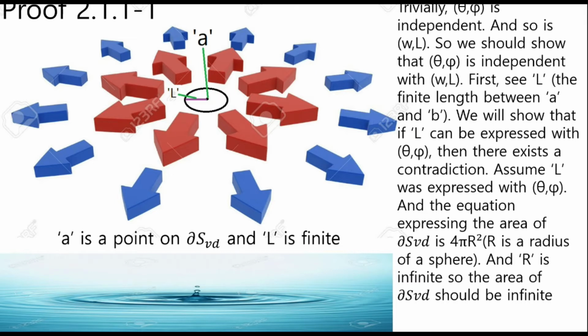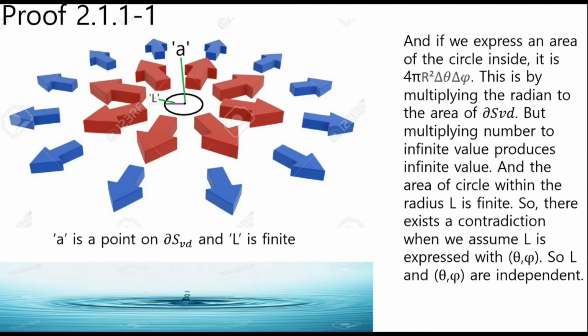First, CL, the final length between A and B. We will show that if L can be expressed with theta phi, then there exists a contradiction. Assume L was expressed with theta phi, and the equation expressing the area of DS3D is 4 pi r squared, and r is infinite, so the area of DS3D should be infinite.